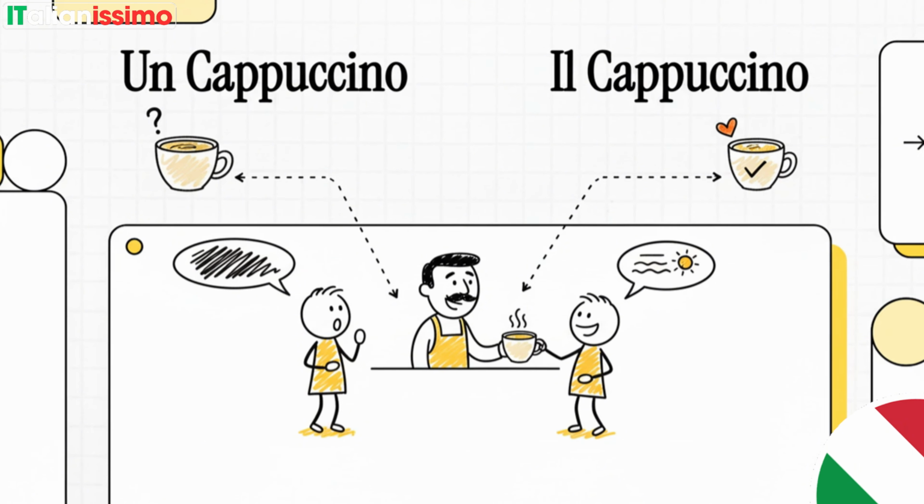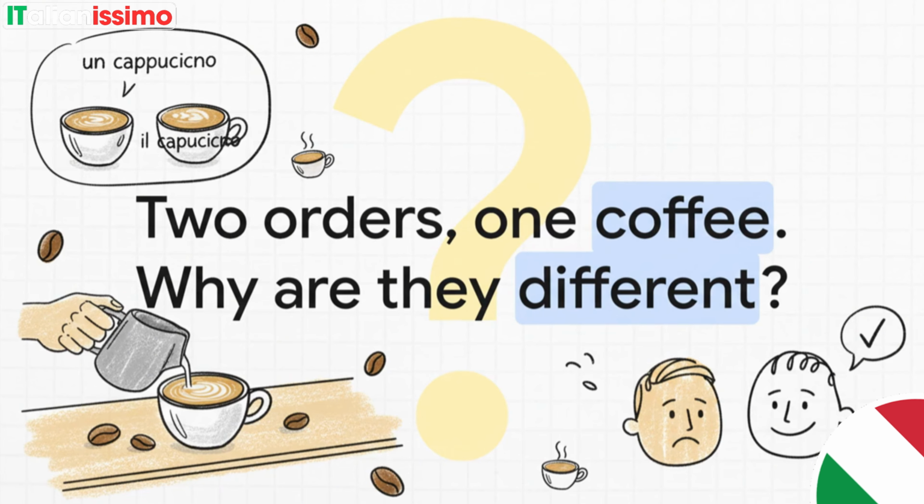So, what is going on here? You've got two people, both ordering a cappuccino, but one person says un cappuccino and the other says il cappuccino. Are they getting the same coffee? Well, yes and no. The secret, you see, isn't in the coffee beans, it's in the grammar. And it tells a story you probably weren't expecting.